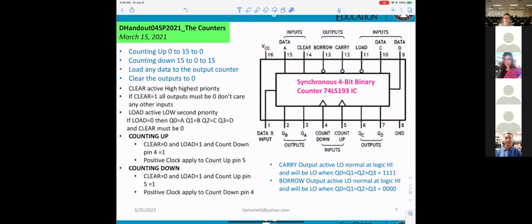Okay, and now it tells you the 74193 counts up 0 to 15 to 0, and counts down 15 to 0 to 15. You can load any data to the output of the counter, or you can clear the output of the counter to be 0.